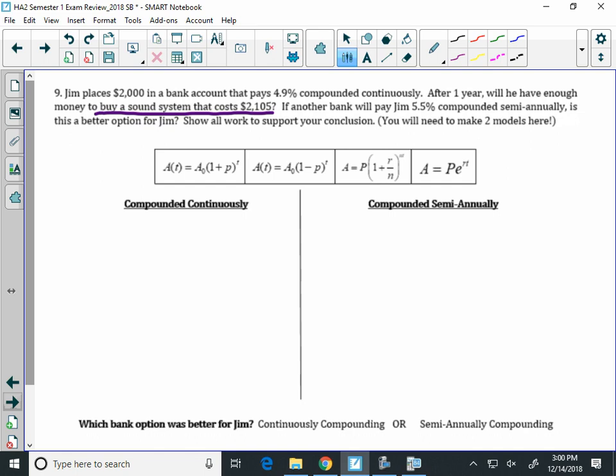So let's do that. We're going to compound continuously here. So it says we want to know the amount. If we compound continuously, that's that PERT formula. Jim starts with $2,000 in his account times e. Now r here, the rate is 4.9%, so that'll be 0.049. And our time is just 1 year. We just want to know what's the value after a year.